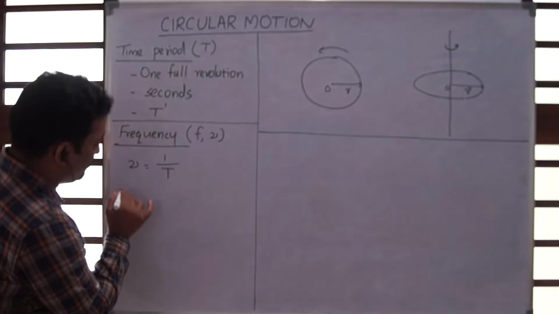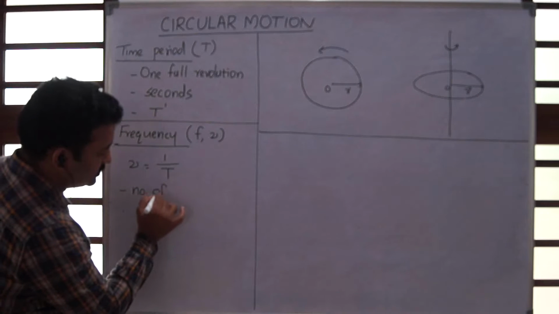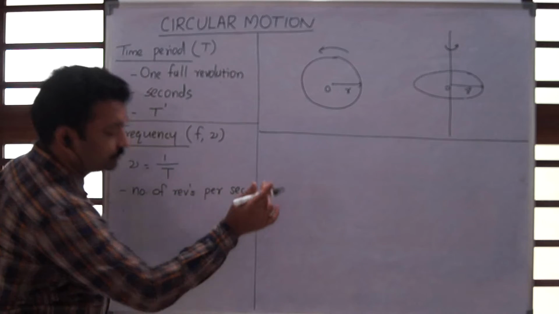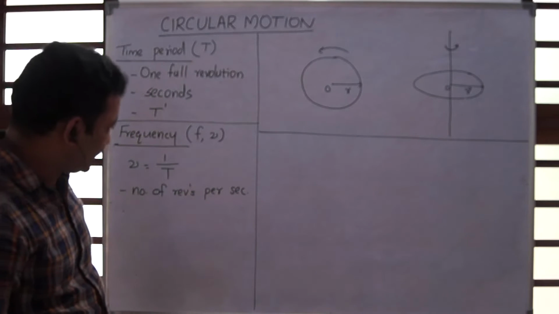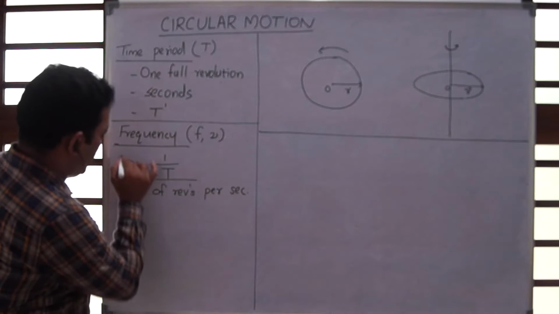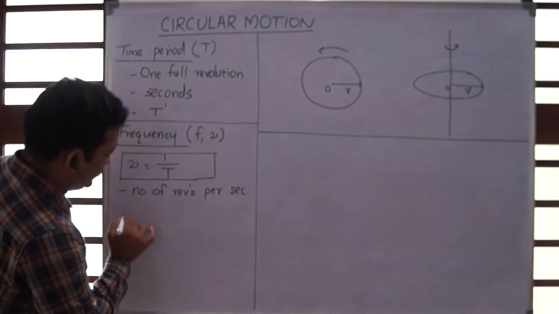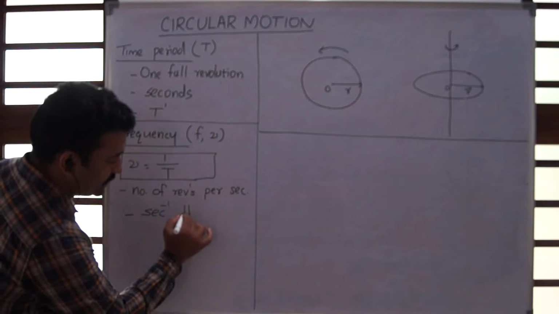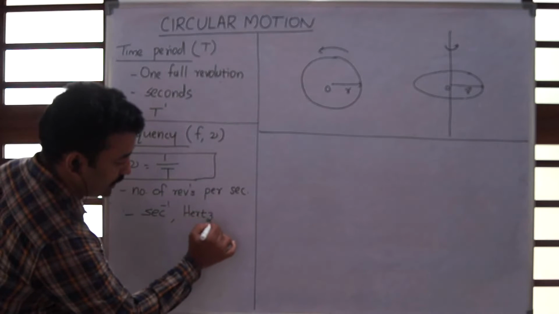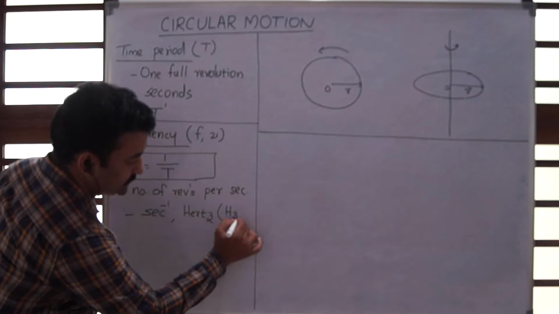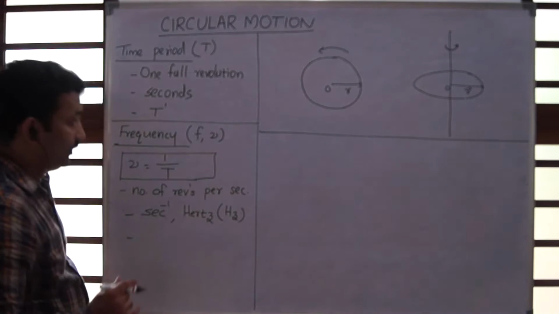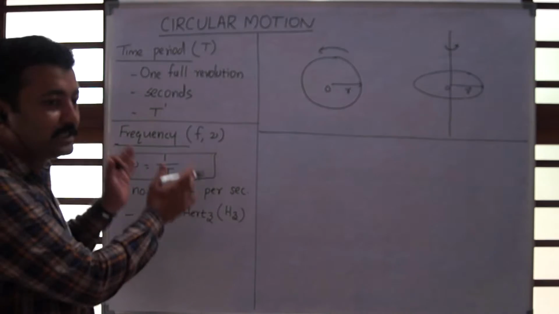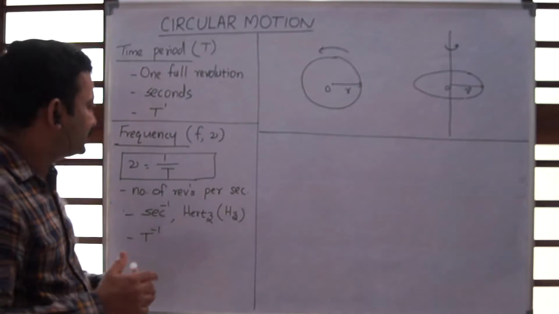So the frequency is the number of revolutions per second, which is equal to 1 over T. The unit will be second to the power minus 1, and this is generally expressed in SI unit by hertz. The symbol is Hz. So the dimensional formula will be T to the power minus 1. That is the basic aspect that we must have studied in lower classes.